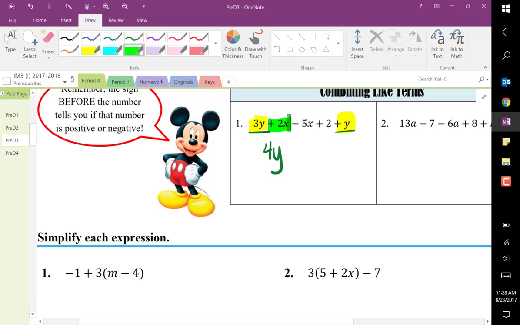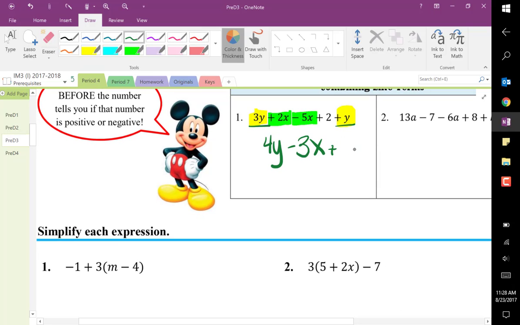Okay, then I'm going to look for another one. I have 2x. What other one goes with 2x? There we go, negative 5x. So I have 2x minus 5x. What is that? Good, negative 3x. And then that 2 doesn't have a friend. There's no one to combine it with, so we're just going to bring it down. And we're done.